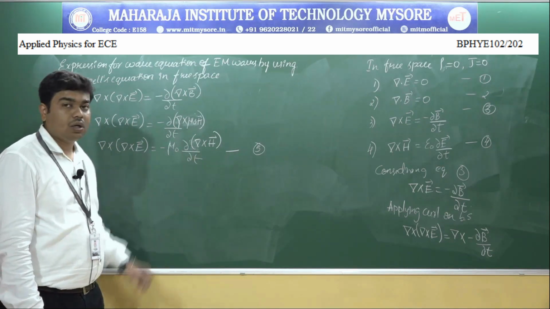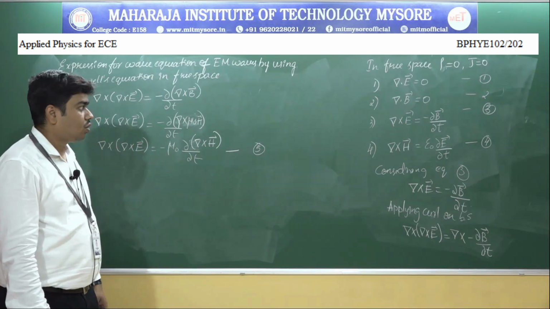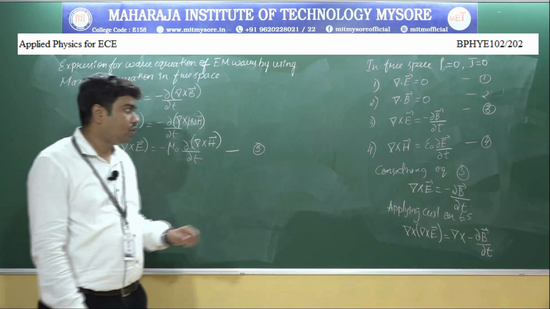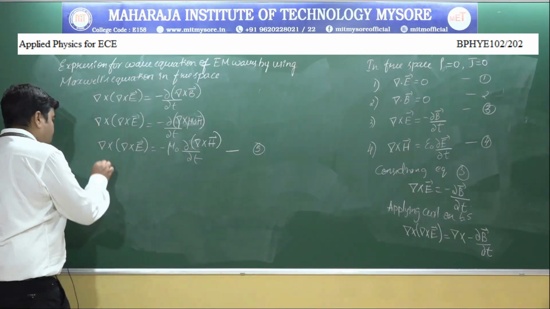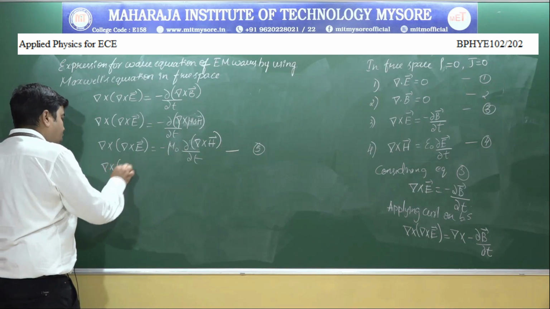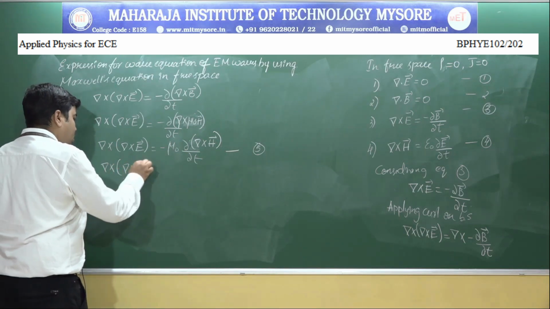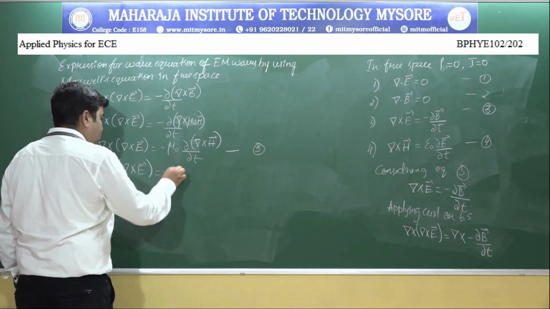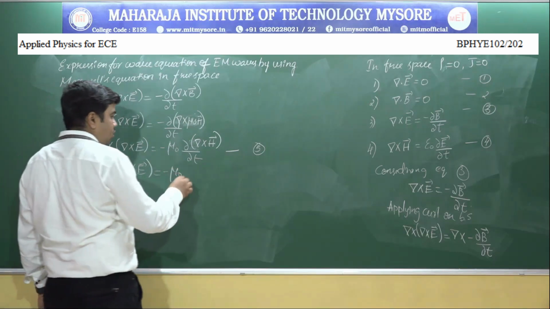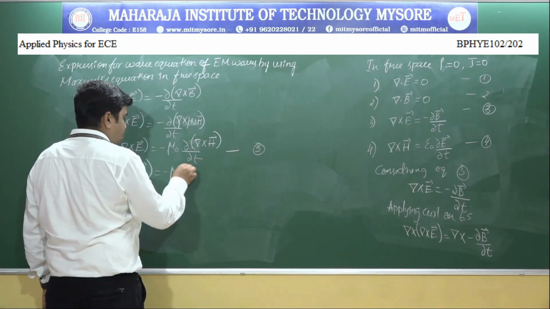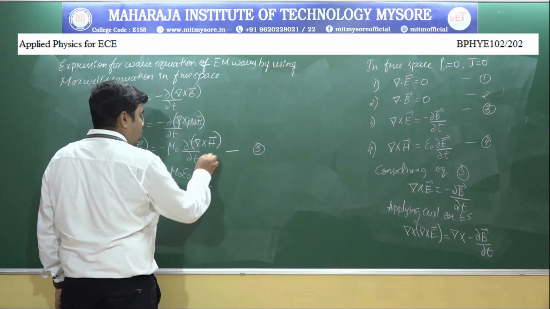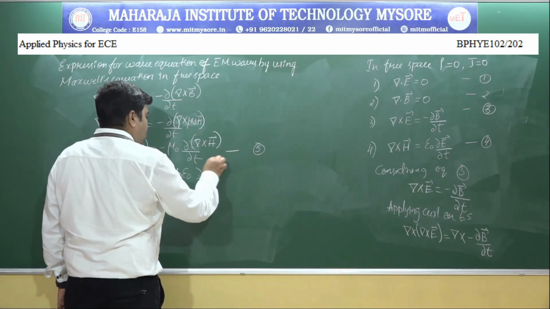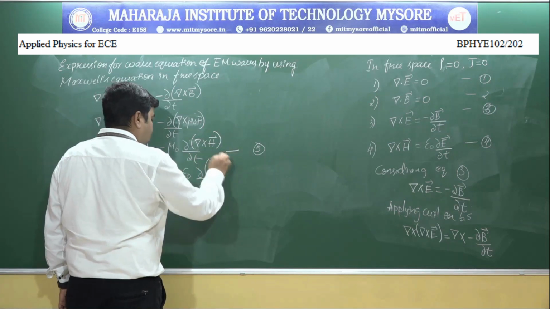Now here we have got the del cross H, but according to equation 4 we have del cross H as epsilon naught dou E by dou T. So it becomes del cross del cross E is equal to minus mu naught epsilon naught, also we take it outside, dou by dou T of dou E by dou T.